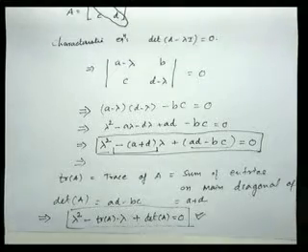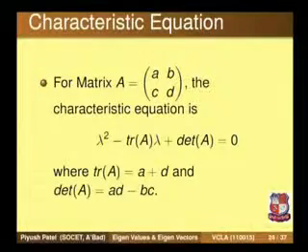So this is what we have written here: for the matrix A with entries a, b, c, d, the characteristic equation is lambda squared minus trace of A times lambda plus determinant of A equal to 0, where the trace, tr of A, is the sum of entries on the main diagonal, a plus d, and the determinant is ad minus bc. So you can remember this equation for the 2 by 2 case.